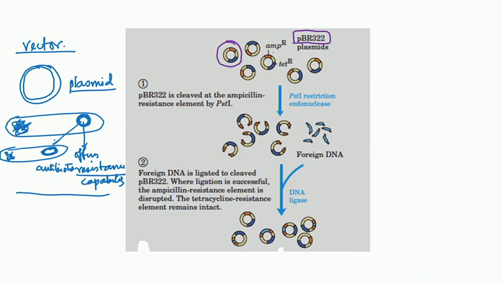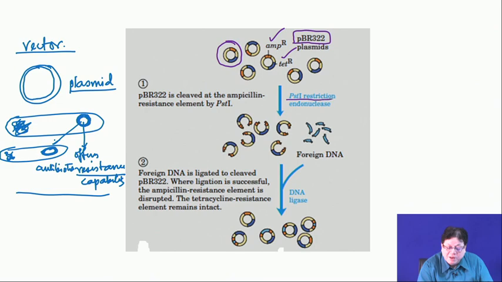But there could be plasmids where there could be one antibiotic resistance gene, another could be a gene for a protein which gives color. So, that is also possible, means there could be different variations of plasmids. So, let us talk about this one, this has got two types of resistance, tetracycline and ampicillin. Now, what has been found is that inside this ampicillin resistance gene there is a restriction site for this enzyme PST1 restriction endonuclease.